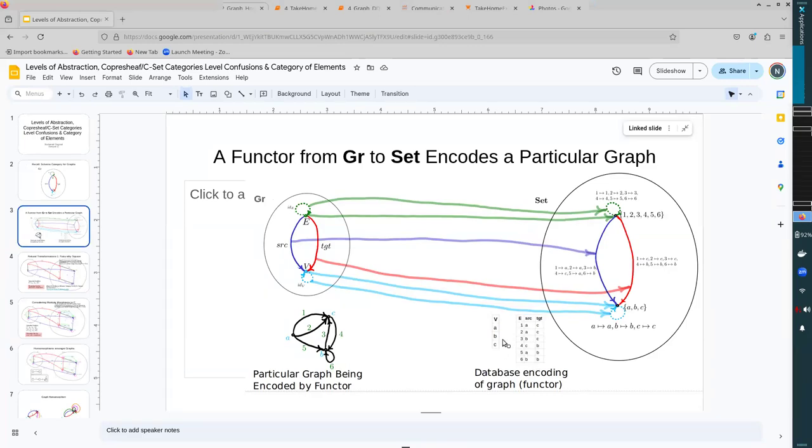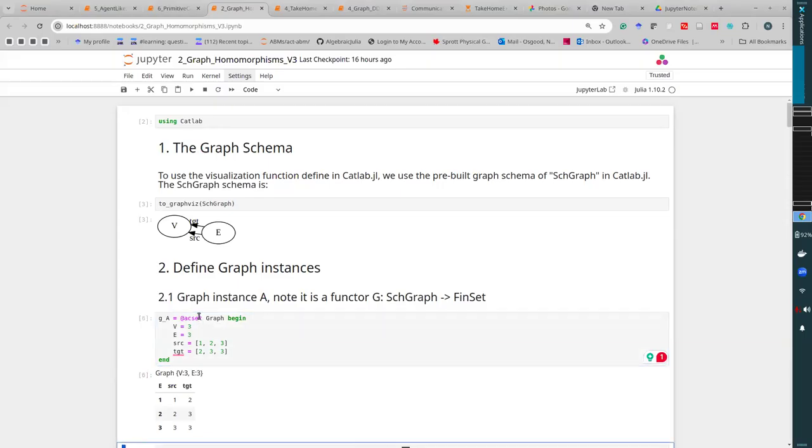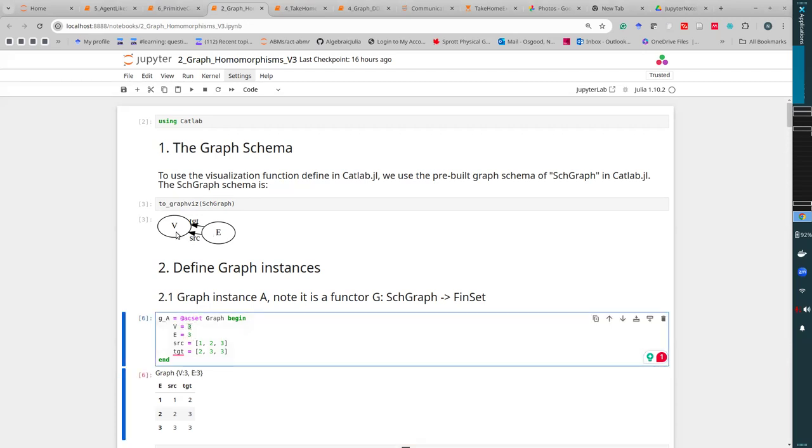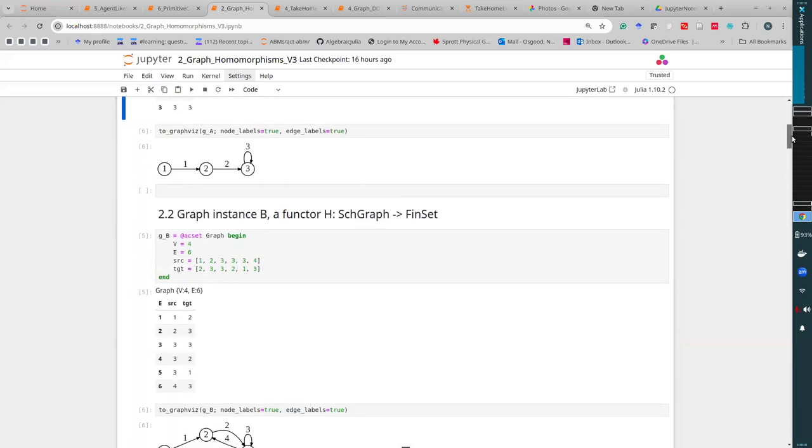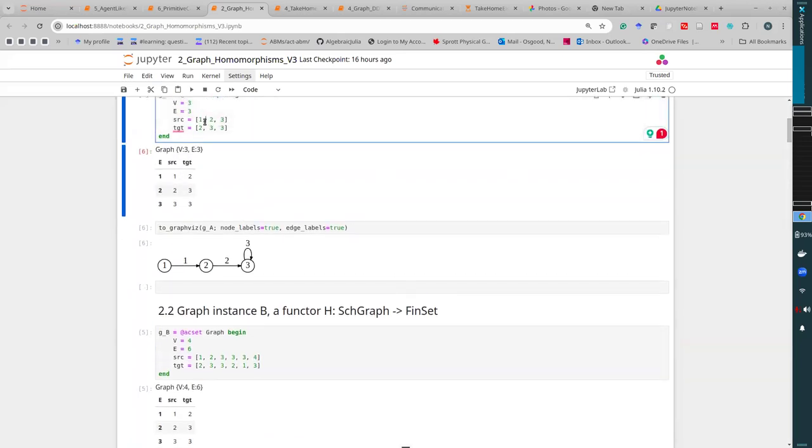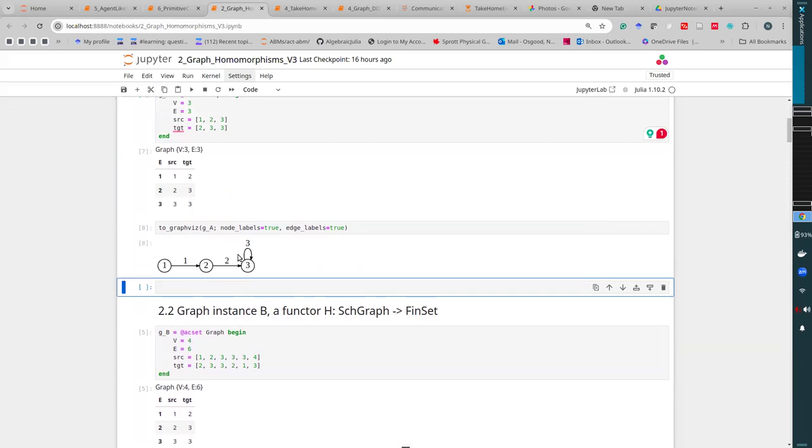And any given graph is represented in this sort of database, right? And so we see one here that I think we built up together. So here we have a graph with three vertices, three edges, and source says for edge 1, its source vertex is 1, and its target vertex is 2. For edge 2, its source vertex is 2, and its target vertex is 3, and the final one is from 3 to 3, right? And we could do a to_graphviz of this, having defined it, and we'd see something like this, right?